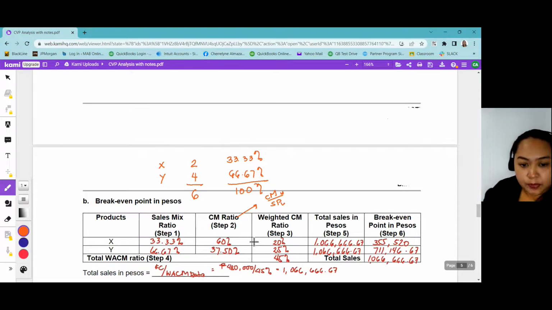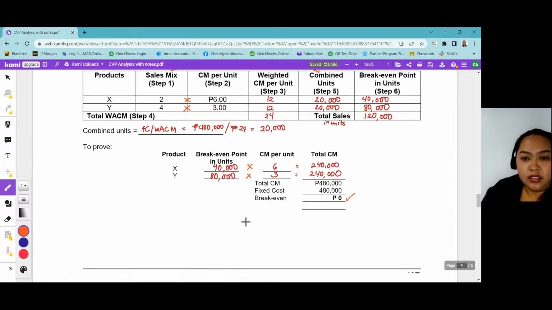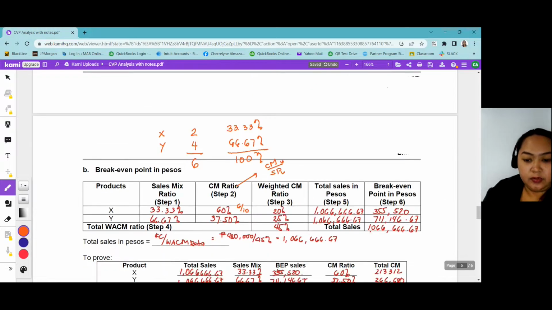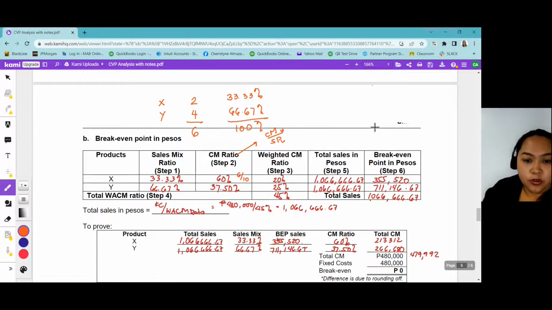So, lagay natin ha. So, it's 6 over 10. Tapos, yung isa ay nakalimutan ko. 3 over 8, I think. Let me just check. Yep, 3 over 8. 3 yung CM, tapos 8 yung selling price. And then you multiply 33.33% times 60%, you will get 20%.